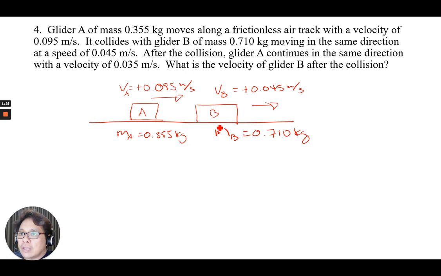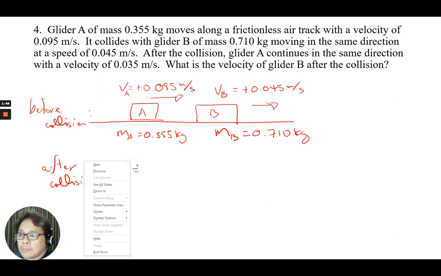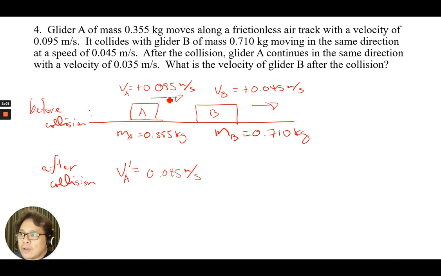After the collision, glider A continues in the same direction. Let us call this before they collided, and there was a collision, but they separated. What happened to glider A? Let's call this VA prime. The symbol is prime. VA prime is 0.035 meters per second, so it slowed down. So from 0.095 it now has a speed of 0.035. This one, 0.035.